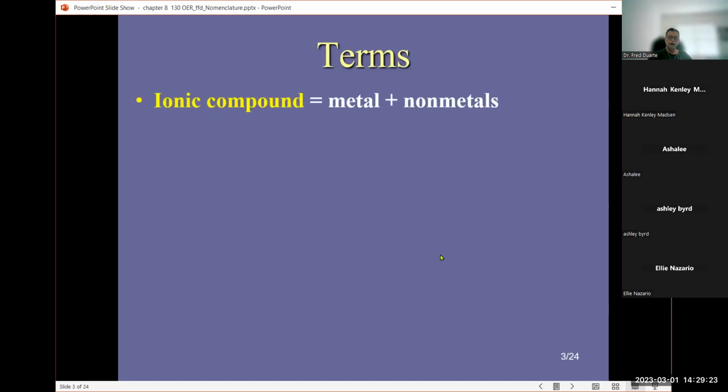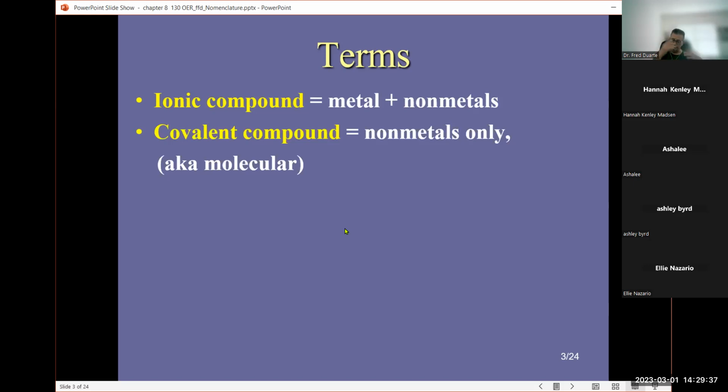Okay. All right. So with respect to naming, ionic compounds, remember, are a combination of metal and non-metal. So we have a metal plus a non-metal. The covalent compounds, as we know by now, hopefully, are a combination of non-metals only. Now, the main difference between the two with respect to naming is as follows. With respect to ionic compounds, we don't use prefixes, like mono, di, tri, etc. With respect to covalent compounds, we do use prefixes.